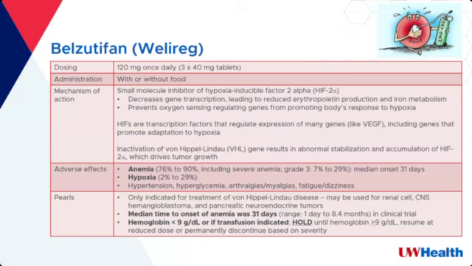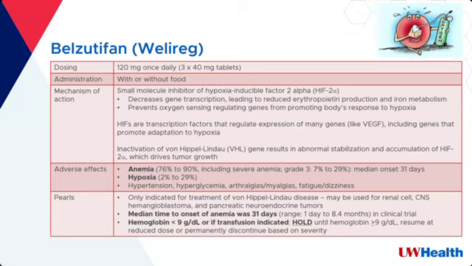Last but not least, for renal cell carcinoma, another targeted agent is belzutifan or Welireg. So this is dosed at 120 milligrams once a day with or without food. It is a small molecule inhibitor of hypoxia-inducible factor 2 alpha, so HIF. And when we inhibit HIF, we decrease gene transcription, and this leads to reduced erythropoietin production and iron metabolism. This also prevents oxygen sensing regulating genes from promoting the body's response to hypoxia. As a result, our most common side effects with this agent are anemia and hypoxia.